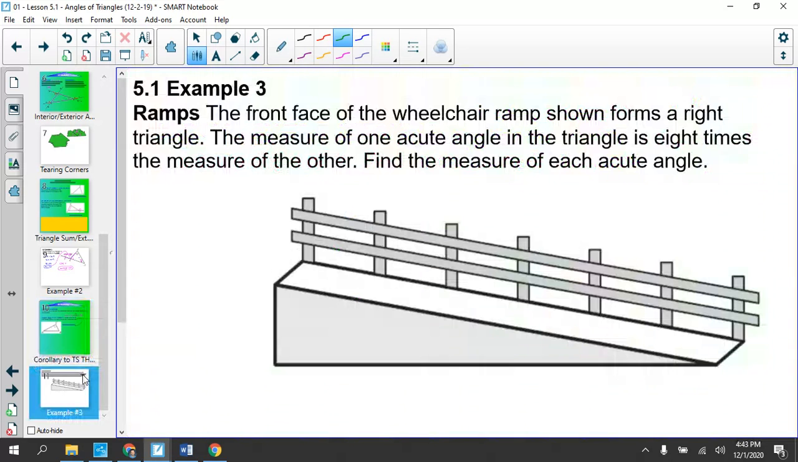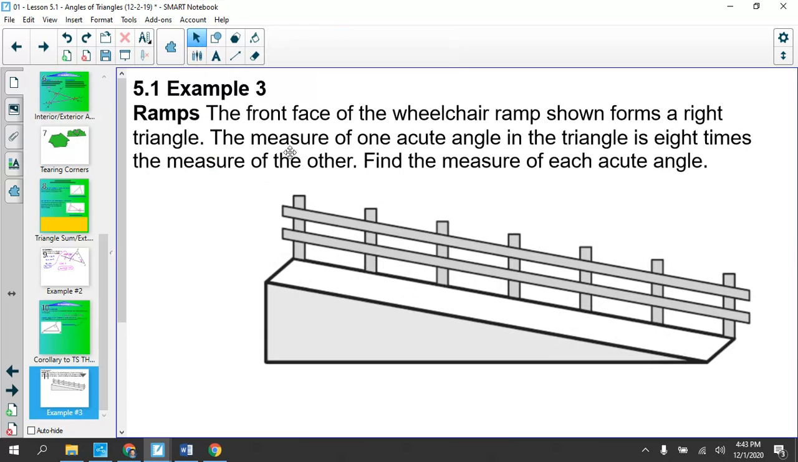Last one, maybe an application of it right here. Let's read through it together. Face of a wheelchair ramp shown below forms a right triangle. So that's a key piece. It's not marked in the figure, but let's mark this as a right triangle. It told us that it forms a right triangle. The measure of one acute angle is 8 times the measure of the other. Find the measure of each acute angle.